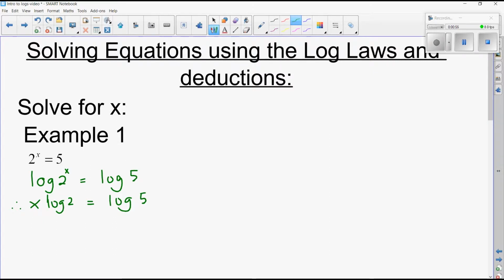Now, you may only introduce logs in an equation if you have one term on the left-hand side equal to one term on the right-hand side. To get to x, I need to divide both sides by log of 2. We divide the left-hand side by log of 2, and we divide the right-hand side by log of 2. Log of 2 divides into log of 2 once, so I have that x equals log of 5 divided by log of 2. We enter this into our calculator, and the answer is 2.321928095. I'm going to round off to 3 decimal places, so my answer is 2.322.